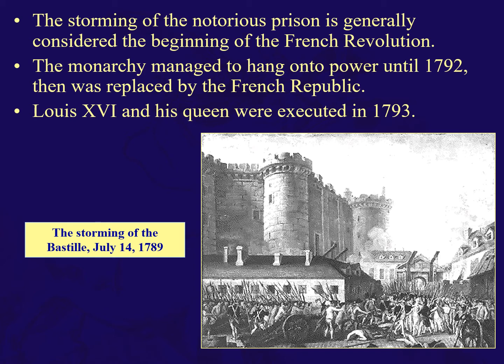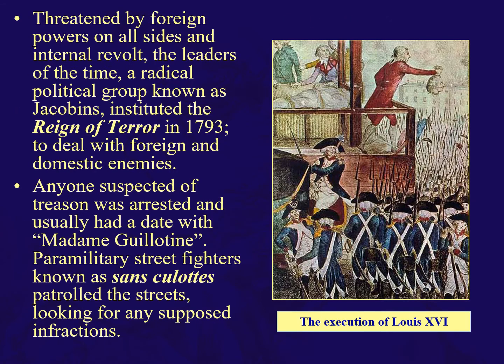So the monarchy managed to hang on to power till 1792. Then they were replaced by the French Republic. Louis and Marie Antoinette were executed in 1793. Threatened by foreign powers on all sides, and an internal revolt. A lot of the nations of Western Europe were not comfortable with the idea of the street rabble, as they saw them, beheading heads of state, particularly kings. So they attacked, or they tried to suppress and invade France and set up an aristocracy and a monarchy once again.